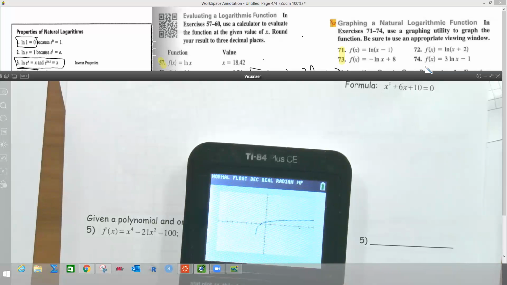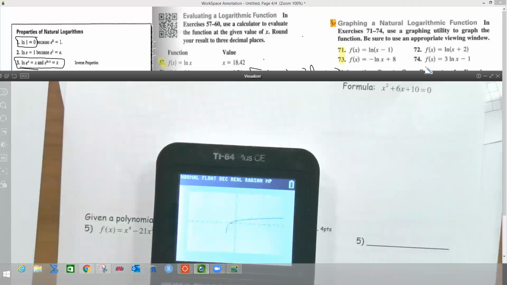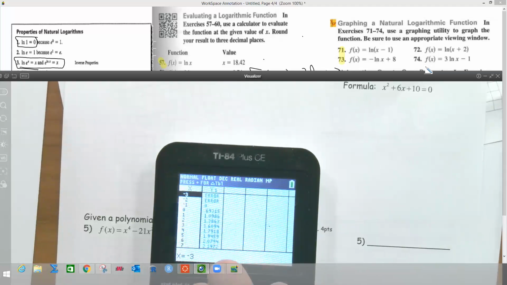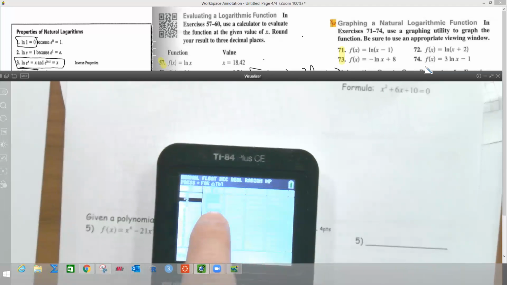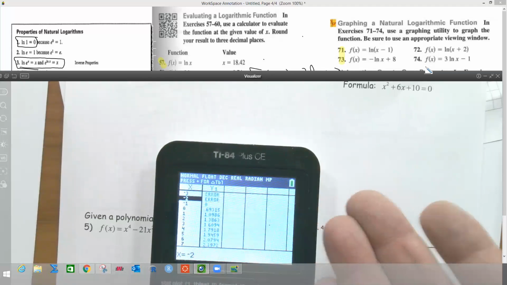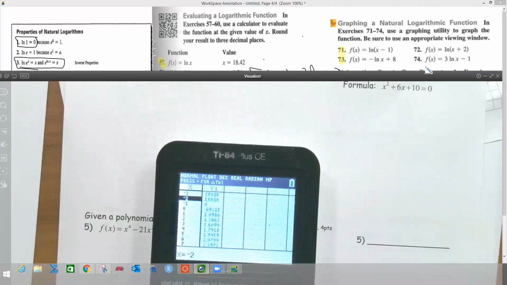And if you want to see your chart or the ordered pairs, you hit second graph, and there's your ordered pairs again. You notice everything from -2 less is going to be an error because values can't be 0 or less inside a natural log. So here's ordered pairs. And again, these are rounded decimals.